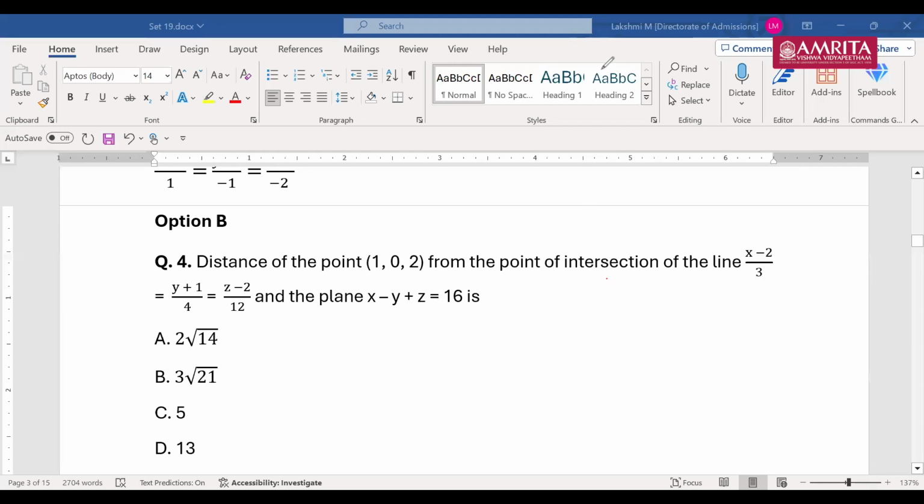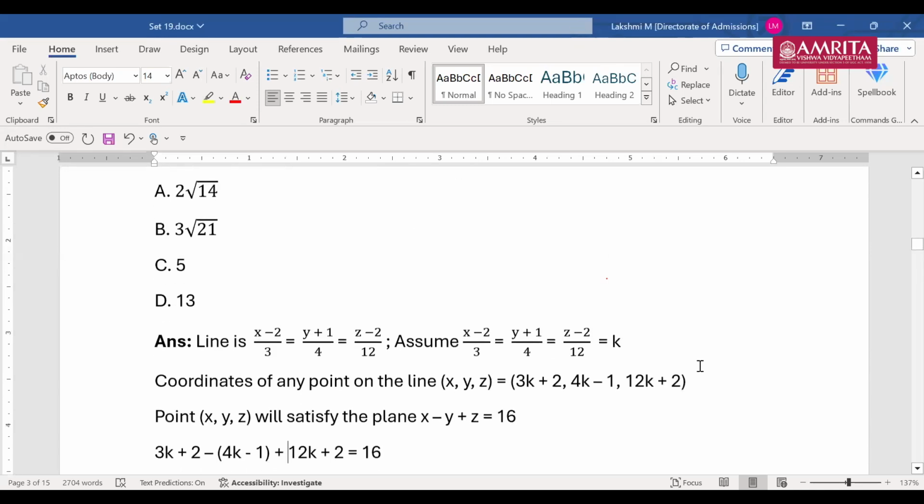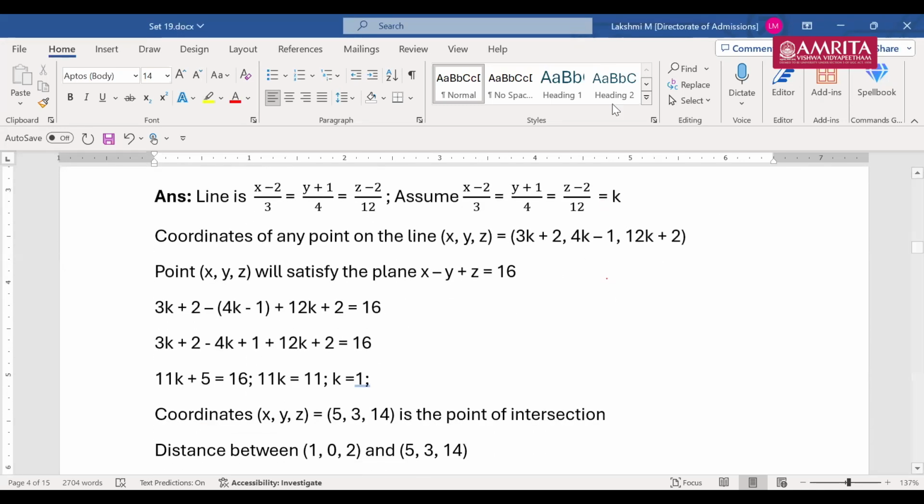So yes, it's a very simple question, but this type of question often comes in examination. Initially, this is the line, and you have the plane. If you assume a point, you'll be able to find the coordinates of any point on the line. If this is k, then it will be 3k plus 2, this is 4k minus 1, and this is 12k plus 2. So if you have these coordinates, you'll be able to satisfy this plane.